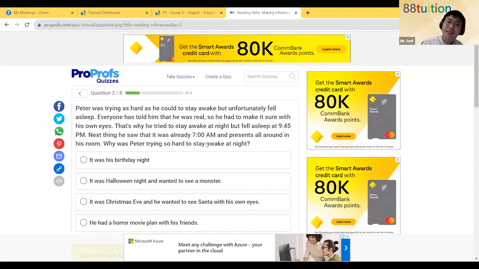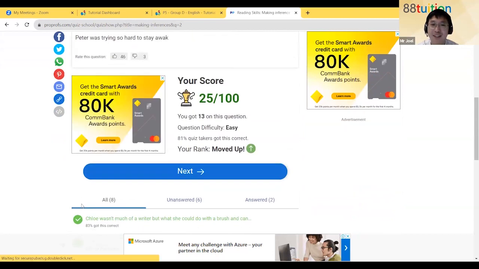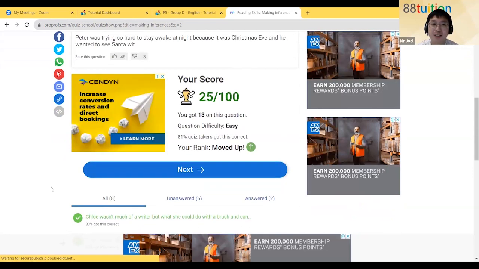And presents were all around in his room. So presents, staying up to see if someone was real. It's a guy that you must make sure is real. Who's this guy? It's actually Santa Claus. Therefore, the presents, right? In Christmas, we receive presents. Okay, and he wanted to make sure that Santa Claus was real, but he still fell asleep at 9:45, and in the morning, suddenly there were presents all around his room. So it was Christmas Eve, and he wanted to see Santa Claus with his own eyes.